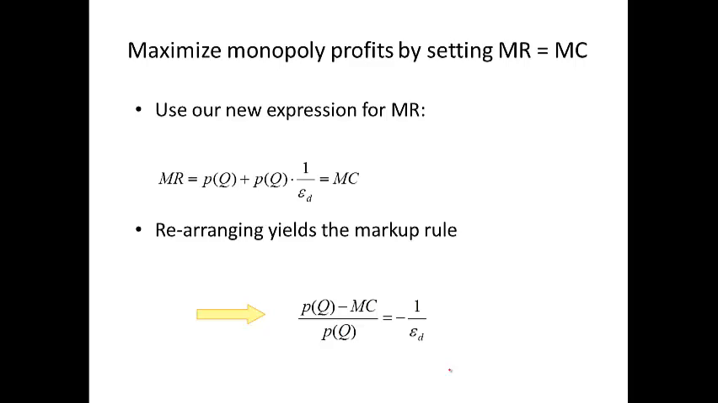Now we know that the way a monopolist maximizes profits is by choosing the quantity where MR equals MC. So let's do that, but using our new expression for MR. So here it is. Here's our new expression for MR, and we set it equal to MC. If we rearrange that, we can get the markup rule. And so that's what we're doing right down here.